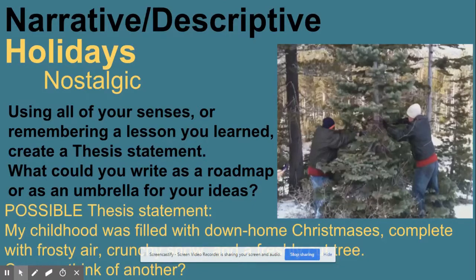So possibly you would want to say something like, my childhood was filled with down-home Christmases, complete with frosty air, crunchy snow, and a freshly cut tree. So, for example, if you are imagining your reader being more of a city person, you would want to describe those smells and those feelings and that crispness of the air and that crunchy snow, and maybe some other aspects of it as you expand and develop your essay, but just trying to give them a sense of what your Christmas is worth.